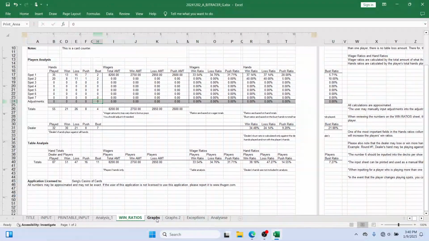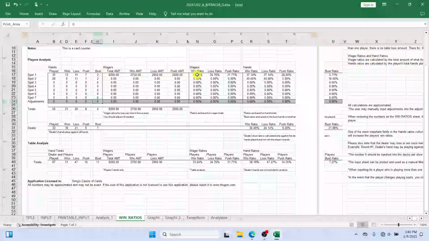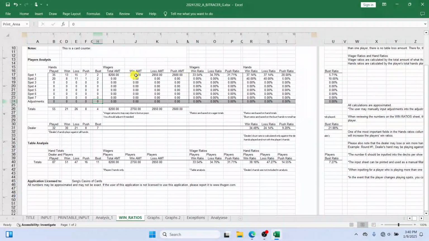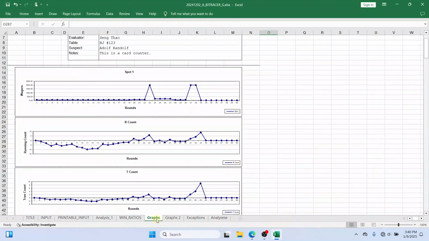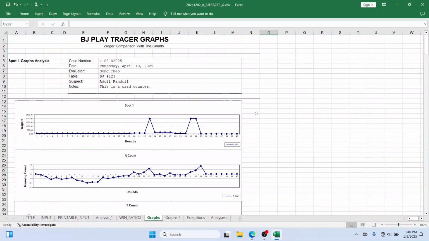Let's take a look at the graphs here. When you're looking at numbers, you have to dig a little deeper into how these numbers arrive, or how they're tallied, and why they are the way they are. If I'm looking at this, it's very hard to tell if this player is a card counter. But if I go to the graphs, the graphs give you a different perspective, and it's a lot easier to read, and to look at and analyze quickly.